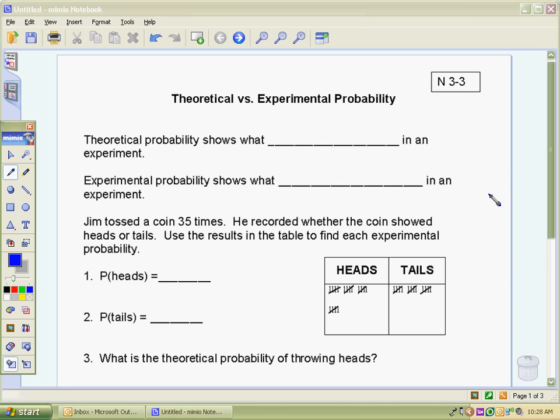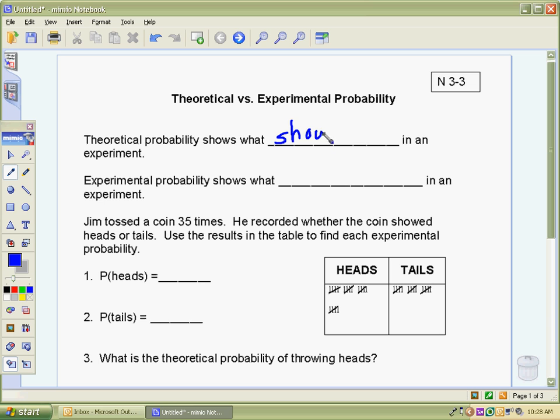Theoretical versus experimental probability. Chapter 3, Section 3. Theoretical probability shows what should happen in an experiment. Experimental probability shows what actually happens in an experiment. Now let's think about this for a second.